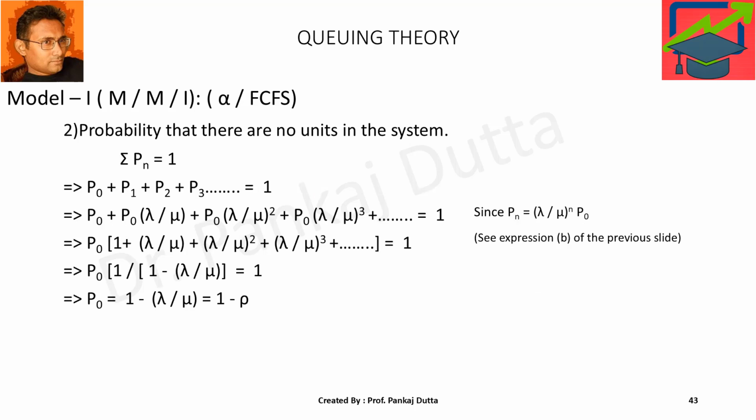Here we want to find the probability of no customers or units in the system. We start with the fact that the sum of the probabilities is equal to 1. We replace the probability values of 1 unit, 2 units, 3 units by the expression B obtained from the previous slide. Some simple manipulation gives us the P naught value, that is the probability of no customers in the system.